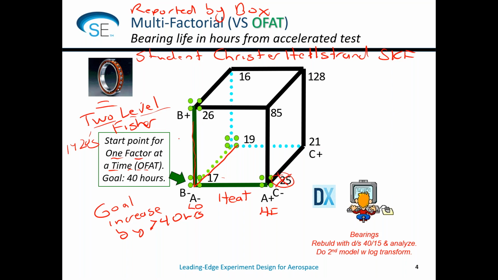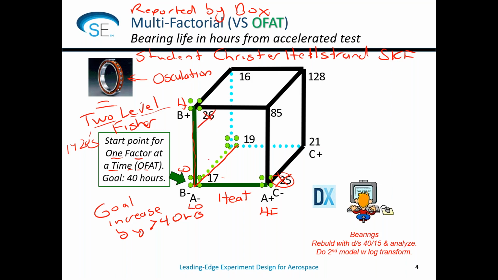So then they turned their attention to a second factor, and the second factor was something called osculation. And osculation is the kiss of the bearing to the cage. So that was factor B, and they went from a low to a high level on that. And they got an increase, but it wasn't enough.